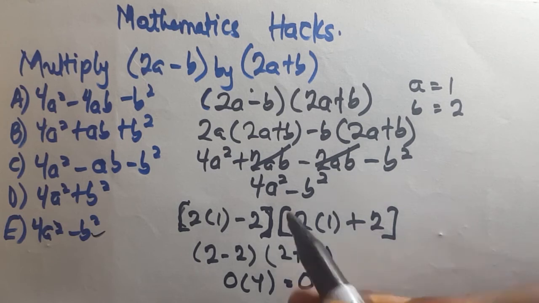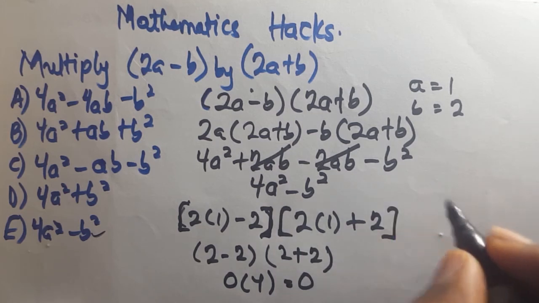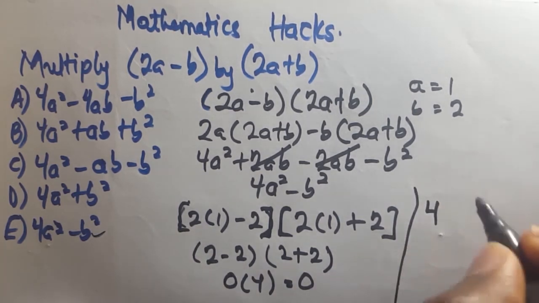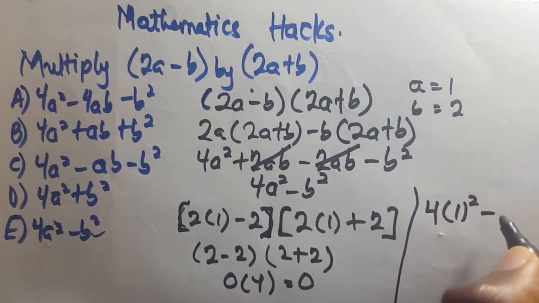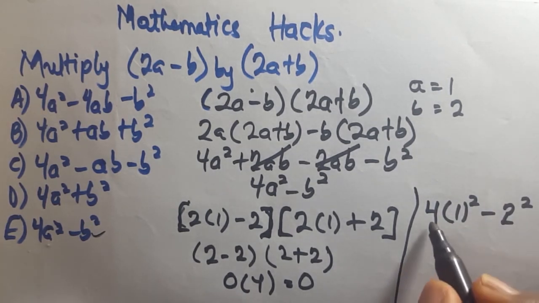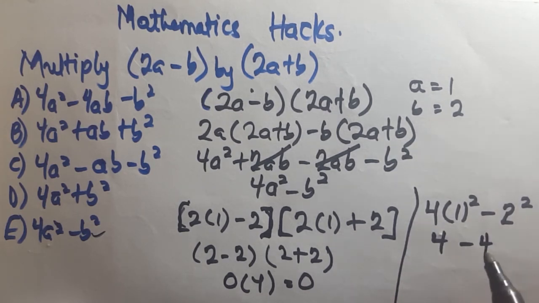So when we substitute it here and we don't get the same 0, it means there's something wrong somewhere. So 4a squared is what? So we have 4a squared. A is 1. So 1 squared minus b squared is 2. So 2 squared. So 4 times 1 squared is 4 minus 4 is 0. Wow. So we are right.